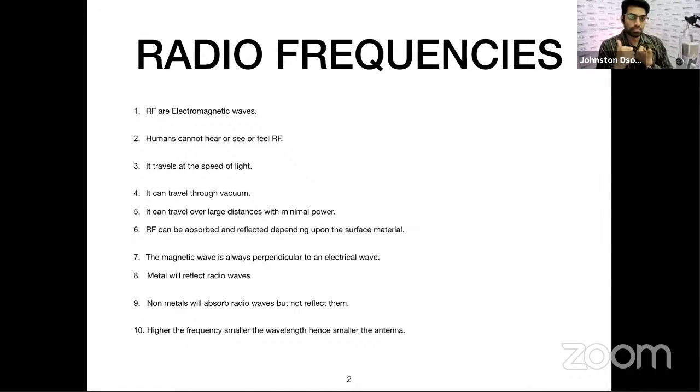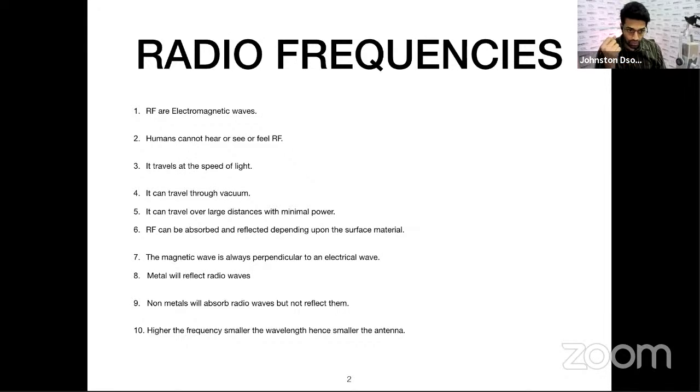Electromagnetic waves can travel large distances with minimal power. That's the reason why RF is still used to communicate with deep space satellites. If you follow NASA and such, whatever satellites they've sent even to the end of the solar system, all are communicating via RF.